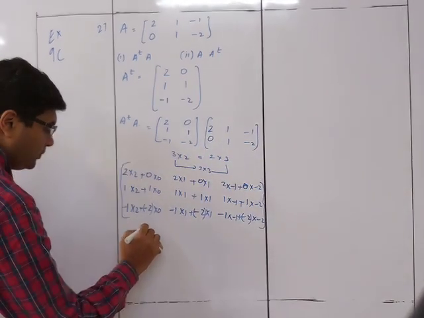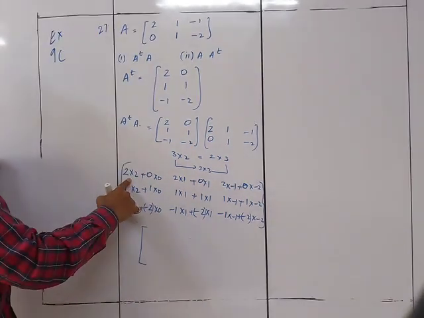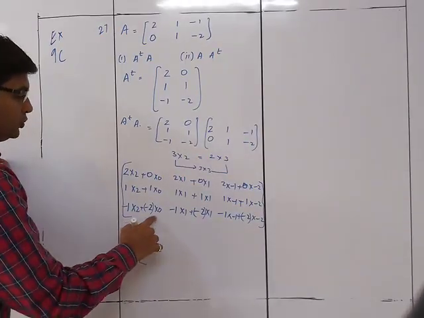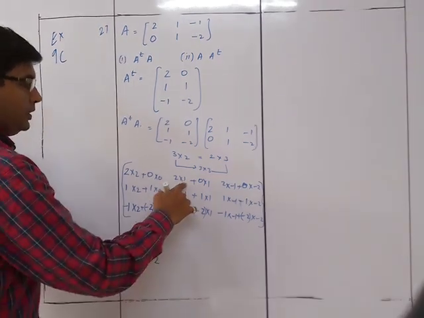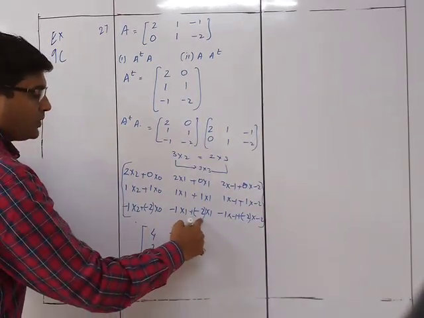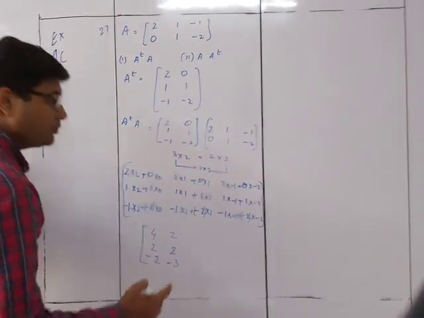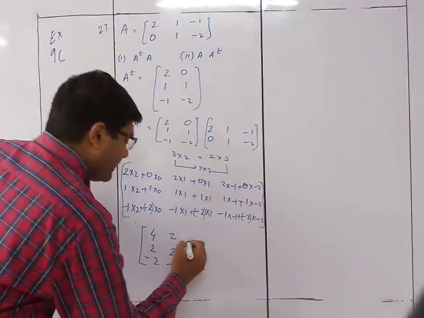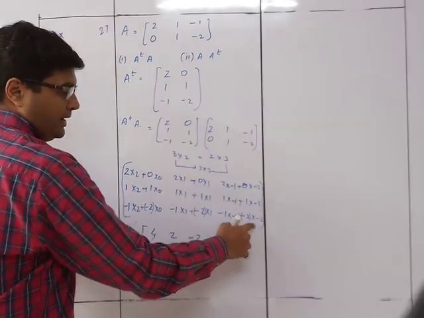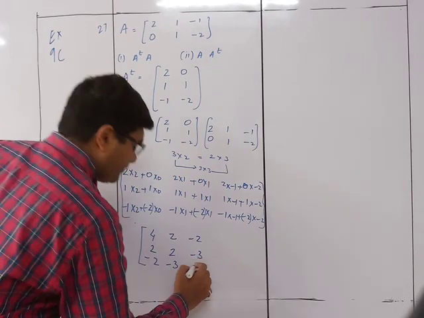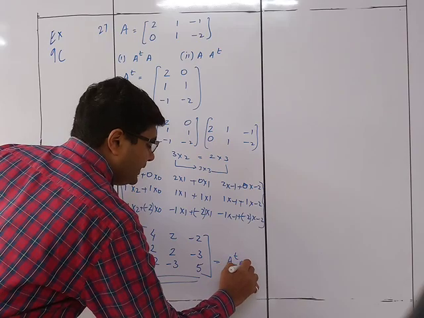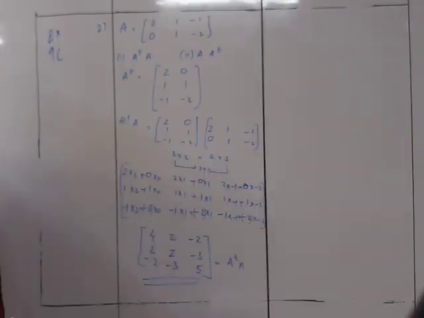So the answer over here will be 4 plus 0 is 4, 2 plus 0 is 2, minus 2. Then 2 plus 0 is 2, 1 plus 1 is 2, minus 1 minus 2 is minus 3. Then minus 2, minus 1 minus 2 is minus 3, and 1 plus 1 plus 4 is 5. That's the value of A^T into A. Got it? Now let's see the next one.